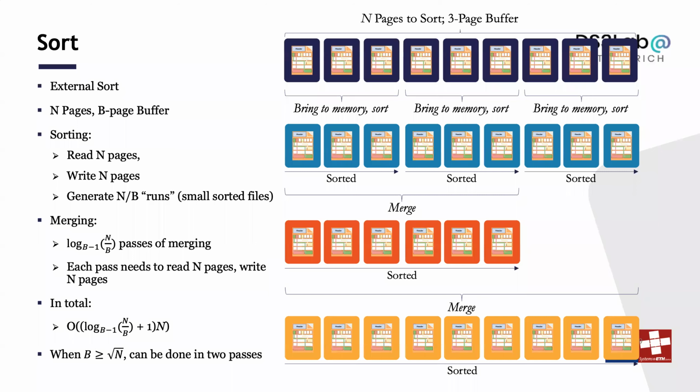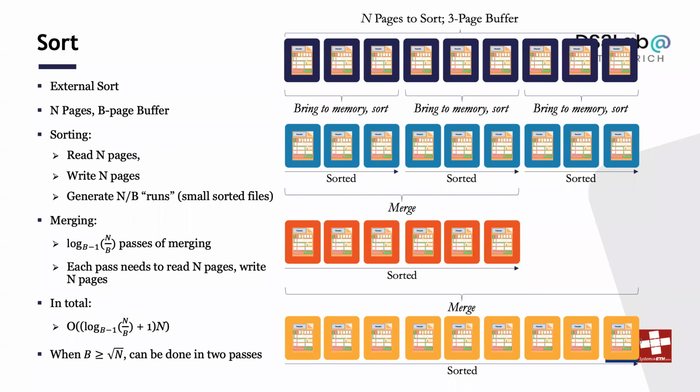So for every single run, I need to read all those pages in that chunk into my main memory and do the sorting, right? So essentially I need to read n pages in total. Also, I need to write out the result. So I'm going to write n pages in total in the sorting phase. After the sorting phase, I have n over b number of small files. Each one of them contains b pages and is sorted.